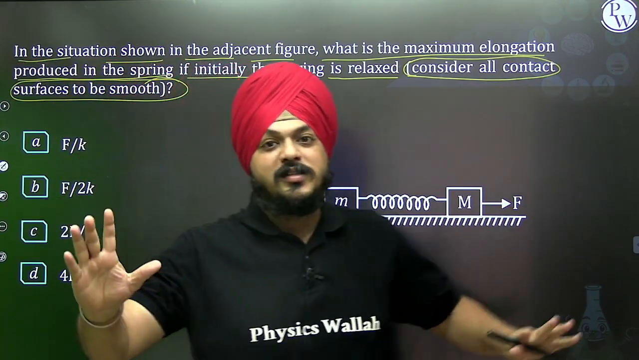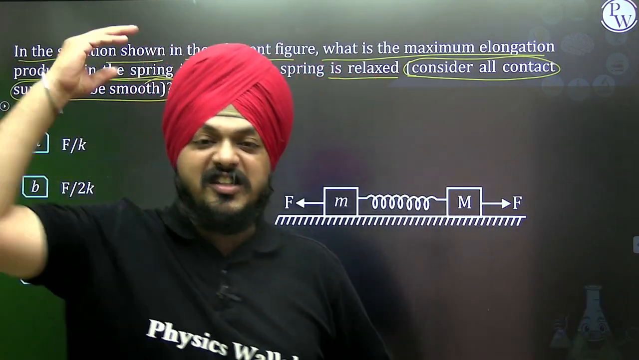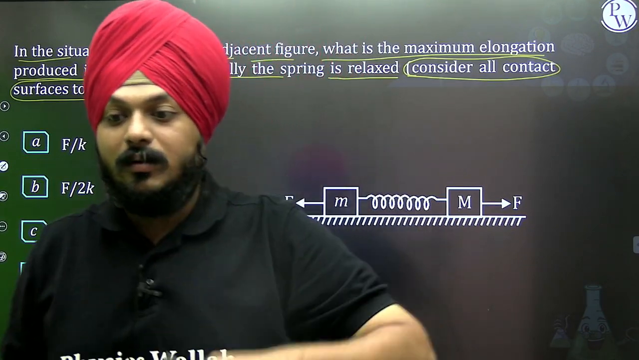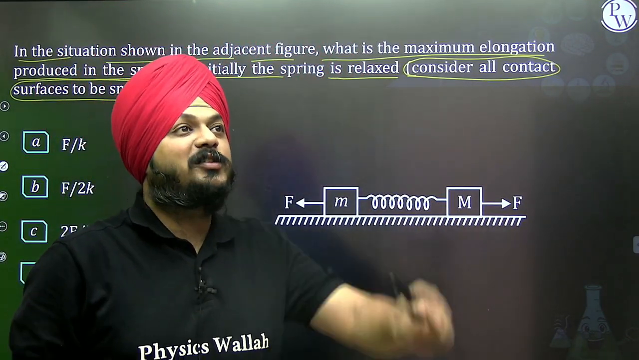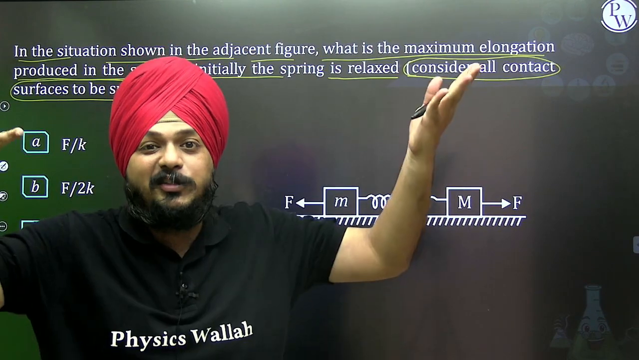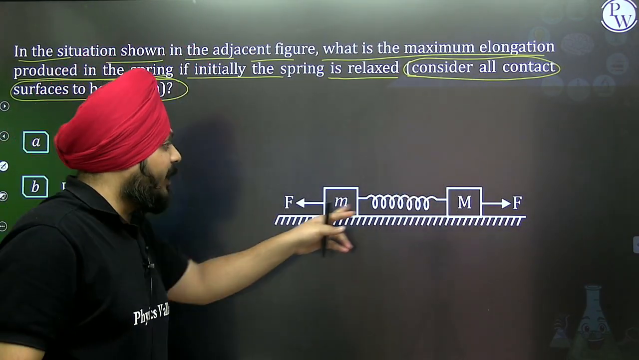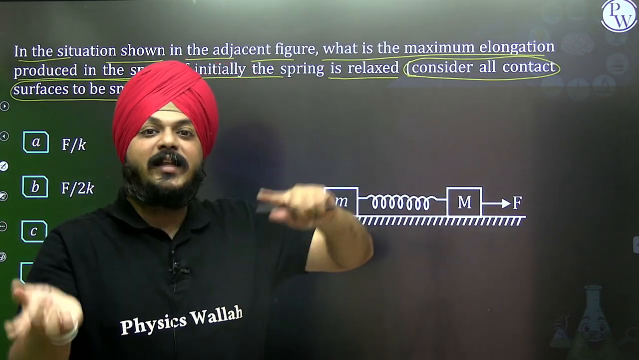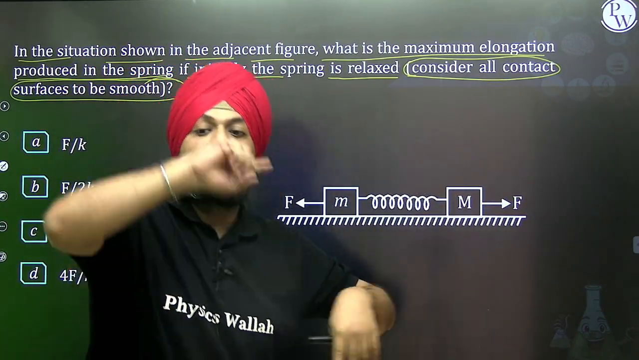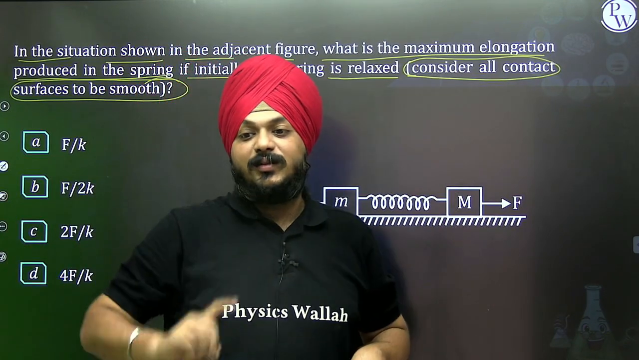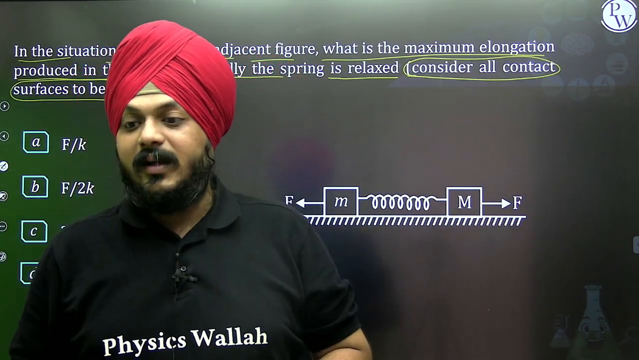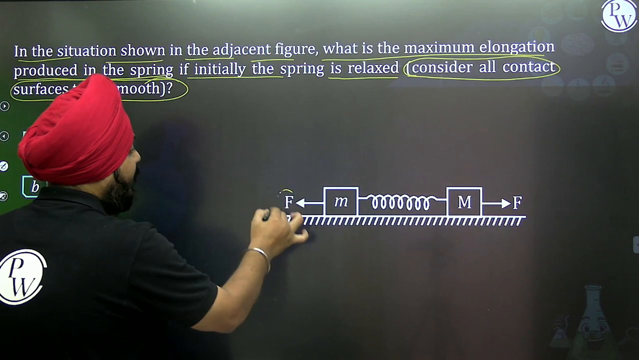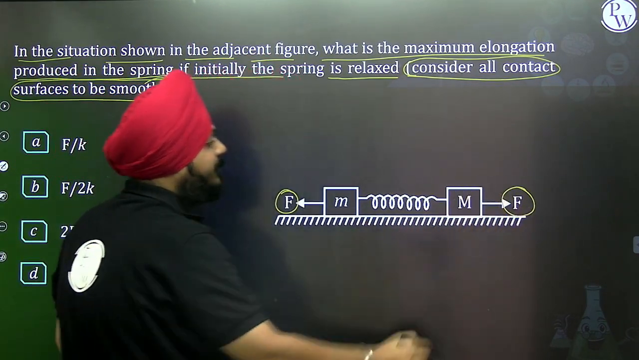Sir, according to step 1, all surfaces are smooth. Yes, mechanical energy is conserved. Wrong. Sir, how is it possible? You told us now it is right. How is it wrong? Guys, external force is there. I told you all, when non-conservative forces and external forces both are absent, then mechanical energy is conserved. Here external forces are there. They are doing the work. F is an external force.